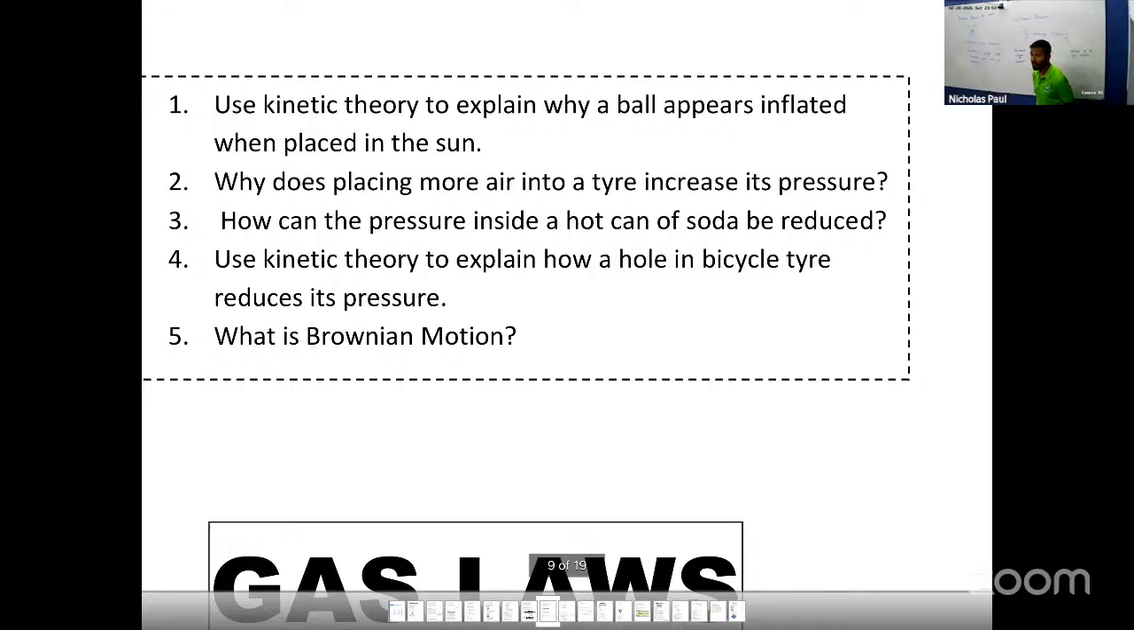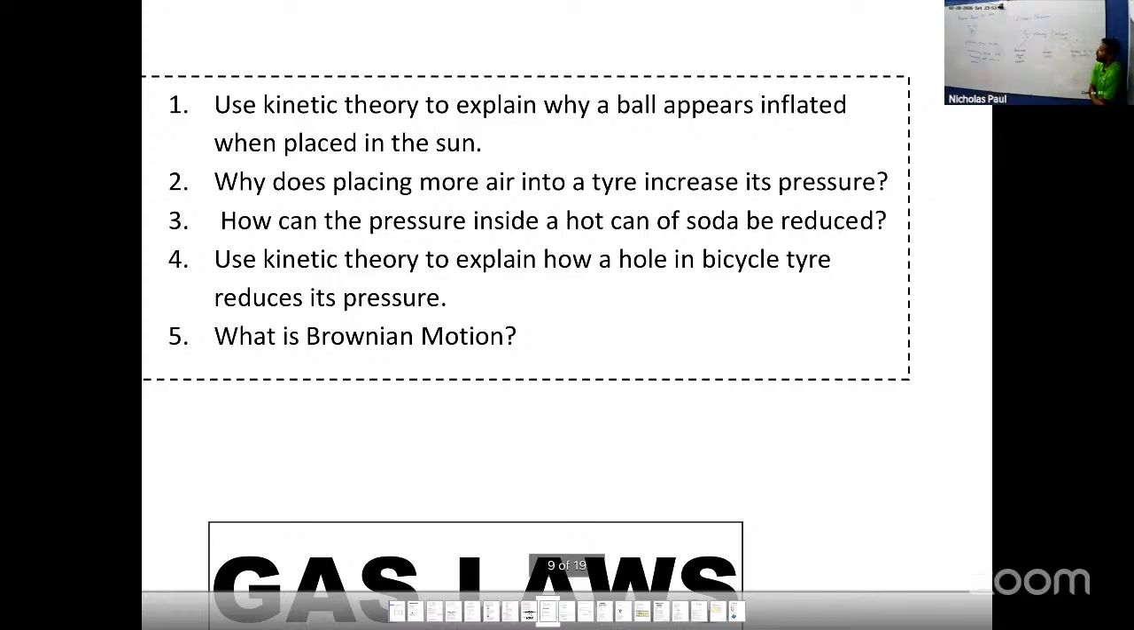Right, Vinaya, over here, number 4. A hole in a bicycle tire reduces pressure because air molecules escape to the outside. Therefore, the number of particles inside the tire decreases. Hence, fewer particles hit the walls of the tire. So the hole will reduce the number of particles. If you reduce the number of particles, less collisions, smaller pressure. That's okay? Nice.